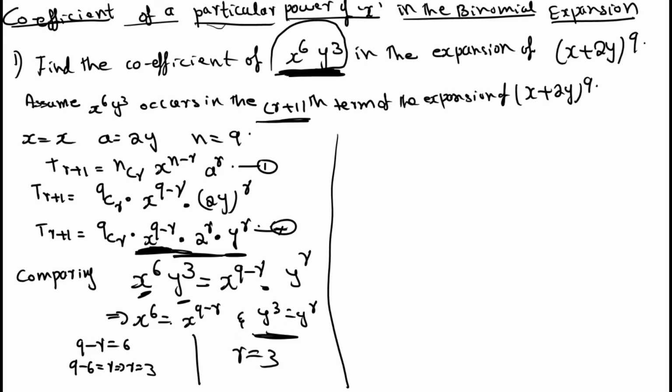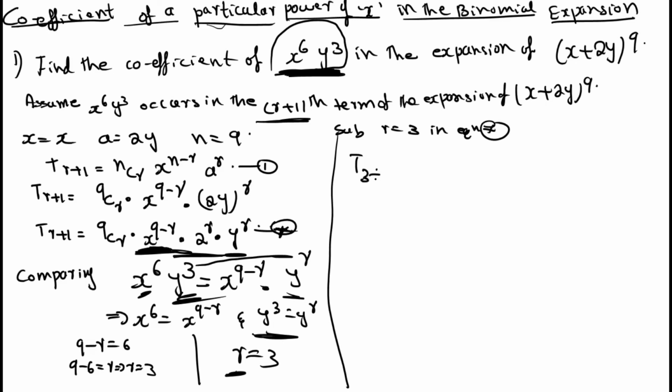No need to do this step. By observing here you can directly say that compare y and y, R value equal to 3. You can directly write in this problem. Now see, R value is there. Substitute this R value in equation star. Substituting R equal to 3 in equation star. Okay, what will you get?